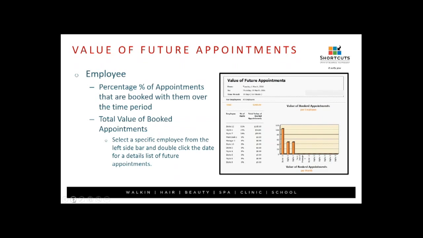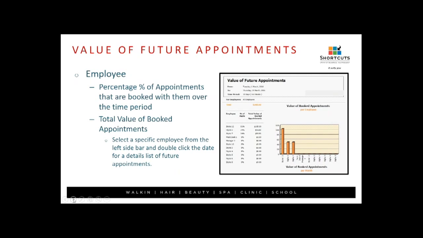Our next employee-based appointment-based report would be the value of future appointments. So for this one, we would look at the employee. So we can look at the percentage of appointments that are booked with them over that period. So we've selected the 1st of March to the 31st of March for this report, and we're looking at all future appointments over that period. It shows you each employee, the percentage of their appointments, and then the total value of booked appointments. You can also see that we've got a graph, and that shows you the value of appointments booked per stylist. So at a glance, you can see who's doing well and who's not doing so well.